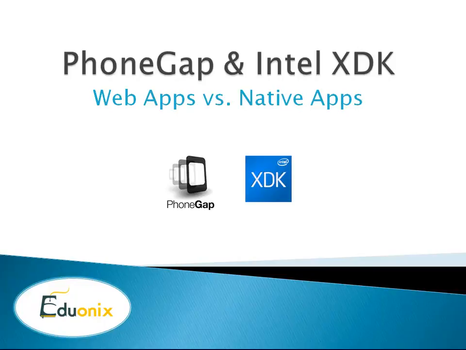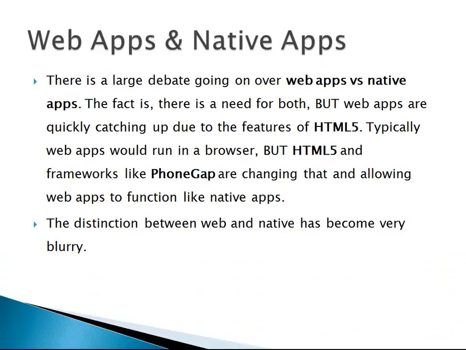iPhone apps are written in Objective-C, and Android apps are written in Java. So those are very high-level languages. It takes a lot more knowledge to build a native app. So let's get into this and see the pros and cons of each. There is a large debate going on in the techie world about web apps versus native apps.